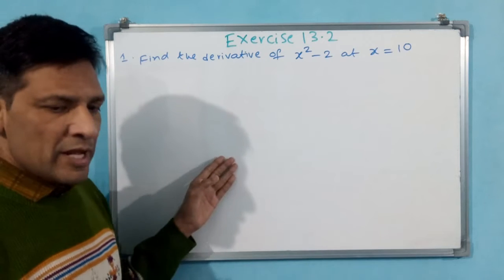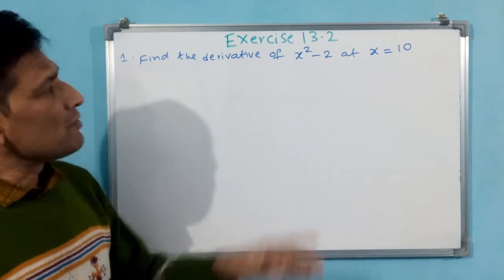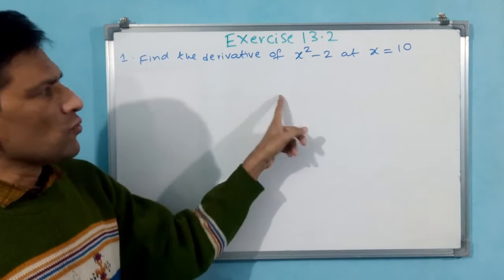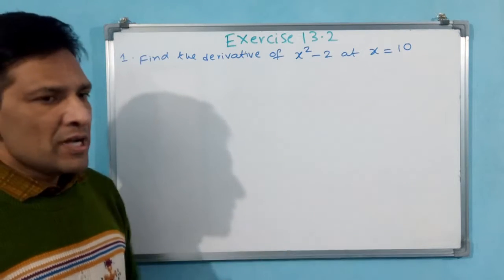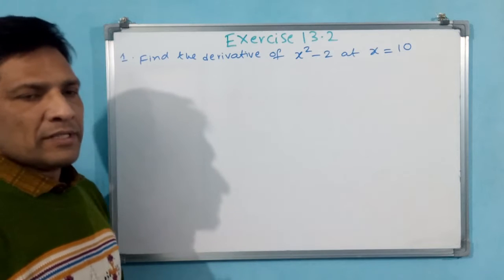What we can say, d by dx of x power n is equal to n into x power n minus 1. Like that, if you do, automatically 2x will come. This is 0. Okay, 2x. If x is 10, then 2 into 10, 20 will come. But with a single step, we don't do. We will do that procedure.